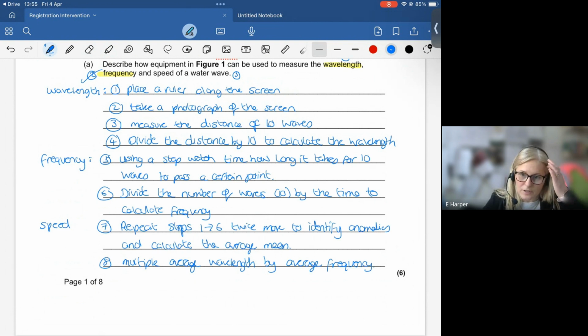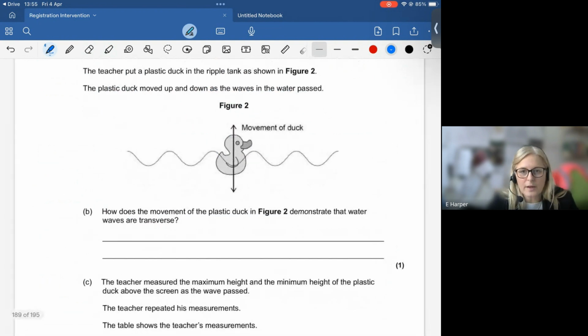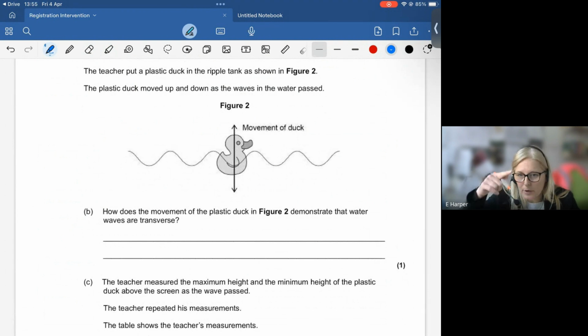There are 2 other questions, and I'll quickly go through those with you now. So we have this little duck here. The duck is bobbing up and down. However, the water's moving and the water transfers energy. And that transfers, I'm going to assume, is either to the right or the left. So I'm going to suggest it's this way.